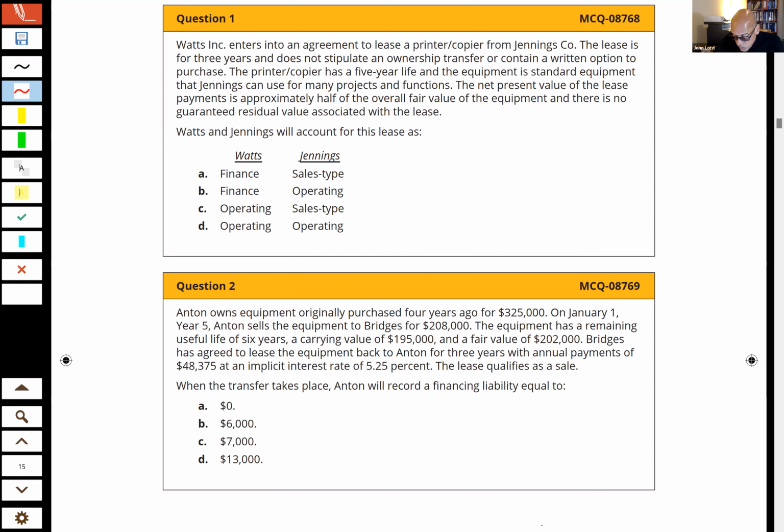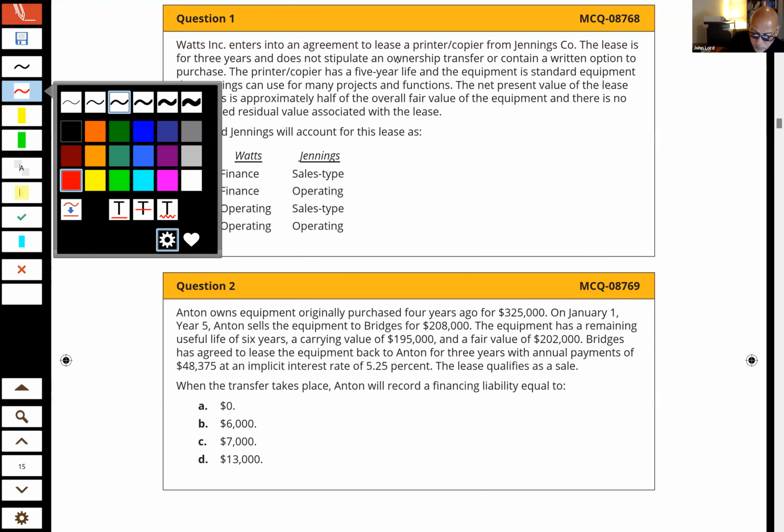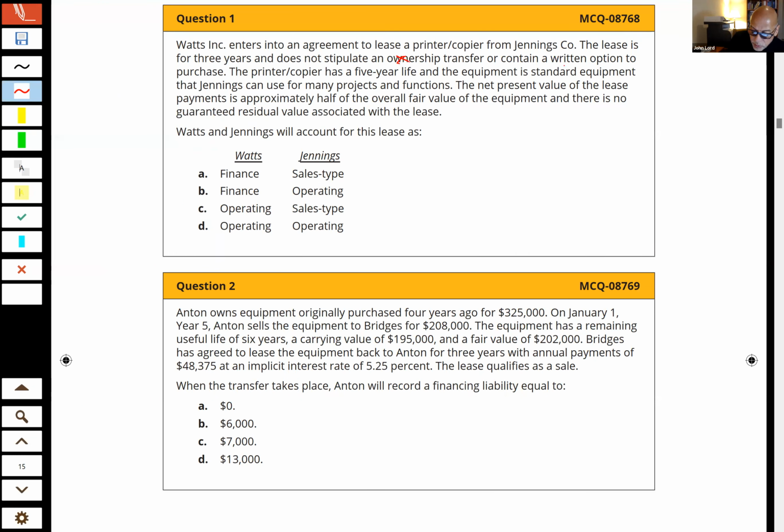Okay, let's take a look at this one. And looks like everybody got this right, but let's go ahead and take a look at this one to help us practice with some of the criteria. So Watts Inc. enters an agreement to lease a printer copier from Jennings. The lease is for 3 years and does not stipulate an ownership transfer. Okay, so we don't have that. Or contain a written option to purchase, so we don't have that. The printer copier has a 5-year life. Okay, well, it has a 5-year life. The lease term is 3. We're getting what? Well, at least we're past 50%, but we're not substantially all at this point.